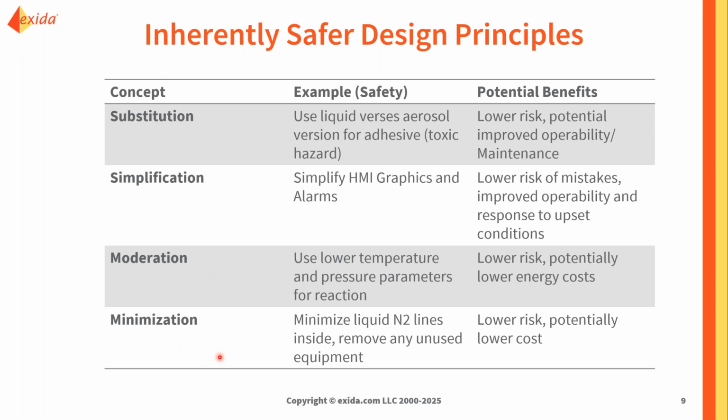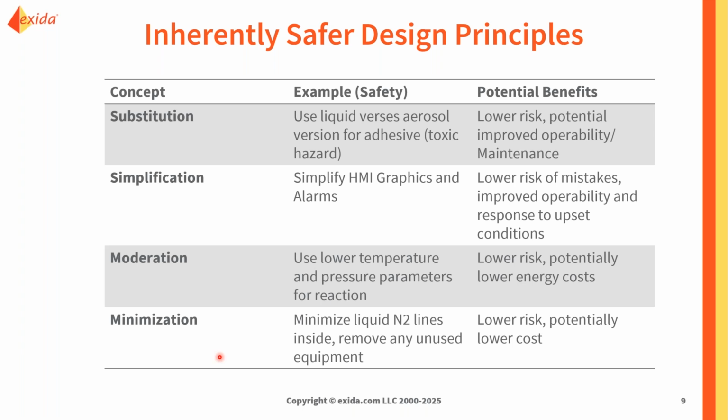Then the last one on the minimization side. For a number of processes to get the volume of nitrogen required, it's sometimes necessary to use liquid nitrogen lines as opposed to gaseous nitrogen. But if there is a leak of that liquid nitrogen, it will create a higher flow or higher accumulation of nitrogen compared to a gaseous line.